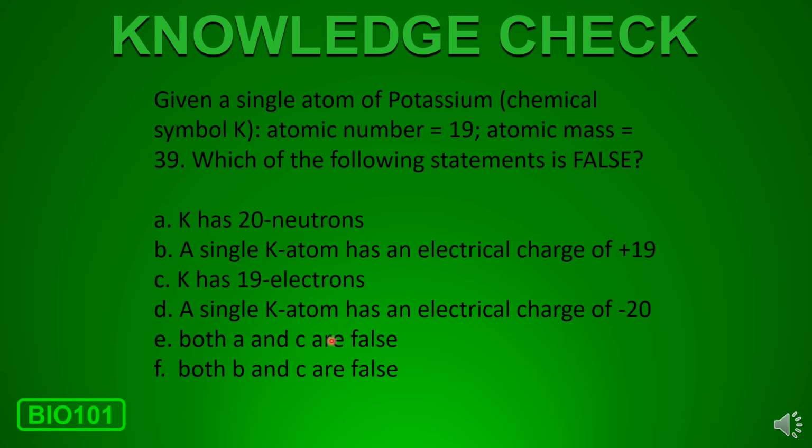E says both A and C are false. Well, we know that A is true and we know that C is true. So clearly E is false, right? Because two wrongs do not make a right. And F says both B and C are false. Well, we know that B is false, but we also know that C is true. So F is clearly false. Once again, two negatives don't make a positive.